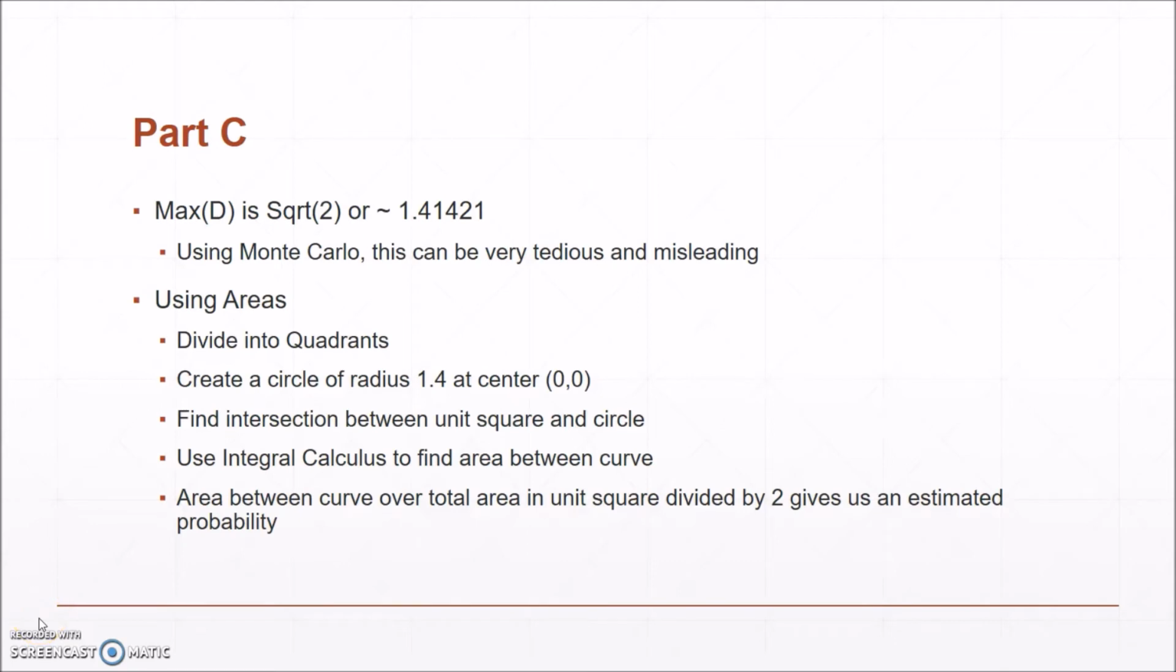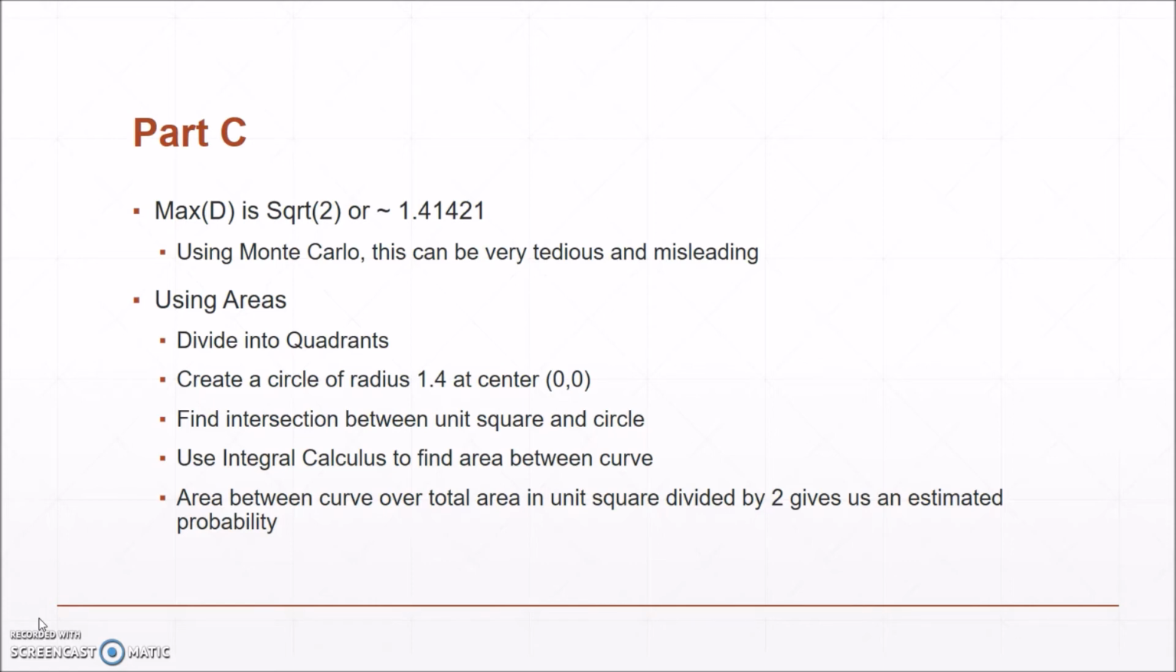So part C asks, can we find 2 points that are a bit easier on the unit square, with the max length, the probability of the max length being greater than 1.4. Now we know in the unit square, the diagonal is the square root of 2, which is approximately 1.41421. So if we're using Monte Carlo, this is going to be very tedious and misleading if you end up finding at least one point that spans a distance greater than 1.4 on the unit circle.